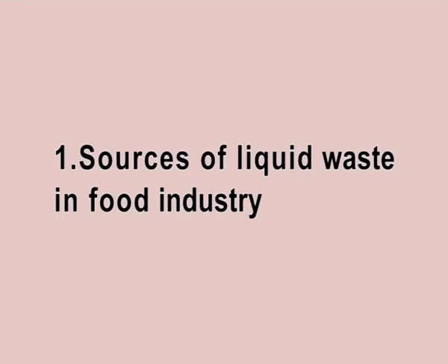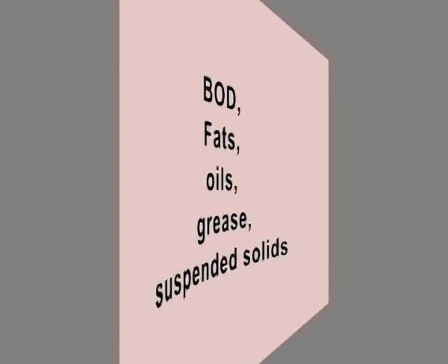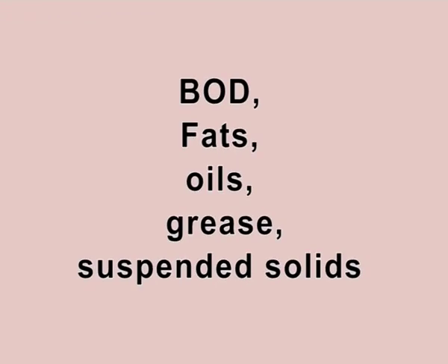Let us go one by one. The first topic, the sources of liquid waste in food industry. Different sources contribute to the generation of wastewater in food processing industries. Wastewaters released from these industries are turbid with high concentrations of BOD, fats, oils and grease, suspended solids, and usually nitrogen and phosphorus. Hazardous chemical content is generally low.